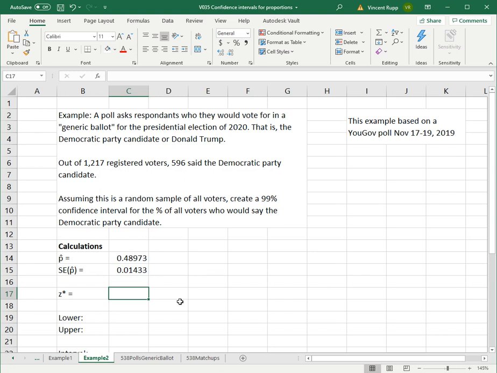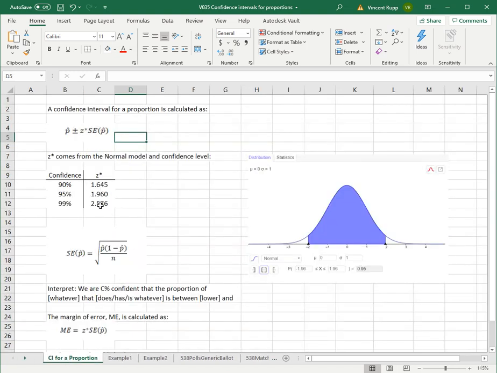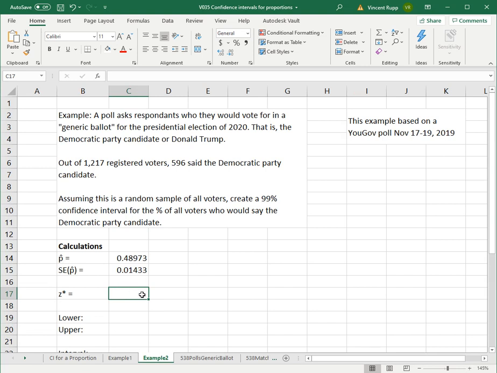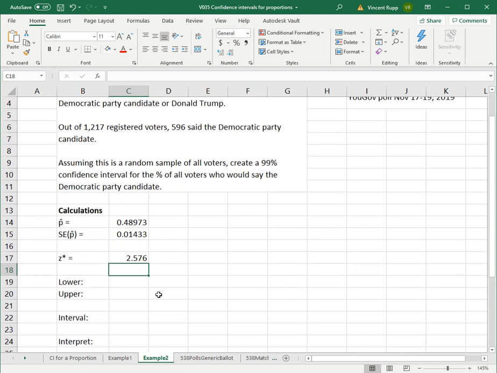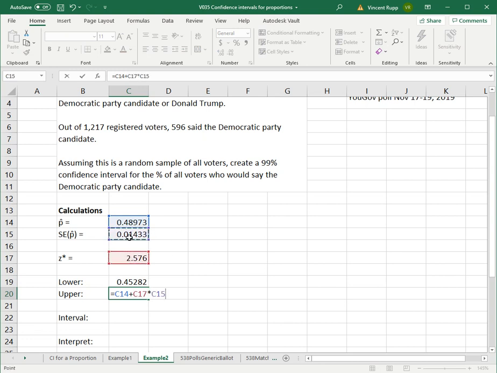Z star for 99%. Go back and look it up. 2.576. Never be afraid to look something up if you need to refer back to it. So then the lower end, we're just going to do p hat minus z star times the standard error. And the upper end, we're going to do p hat plus z star times the standard error. So then if we report this as an interval, we could copy what we did in the last video and just put these as percentages rounded to one decimal place. So 45.3 to 52.7%, like that.